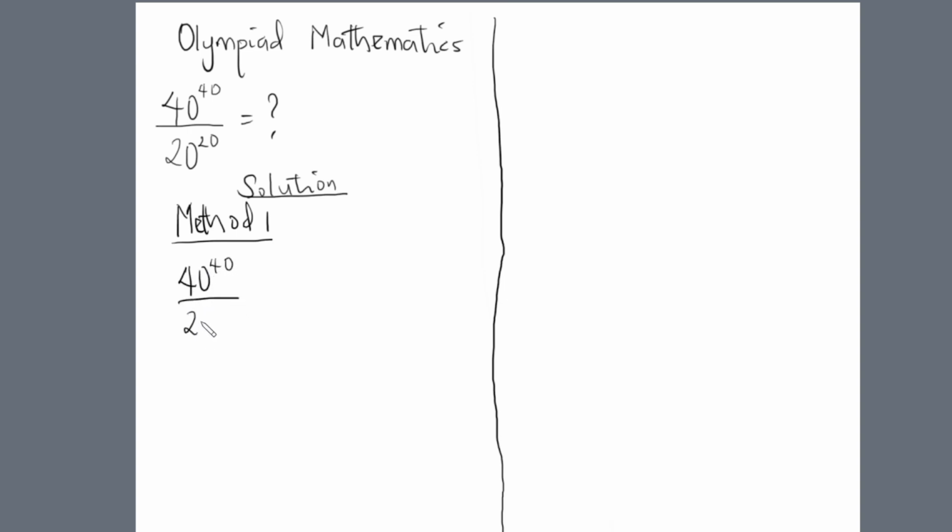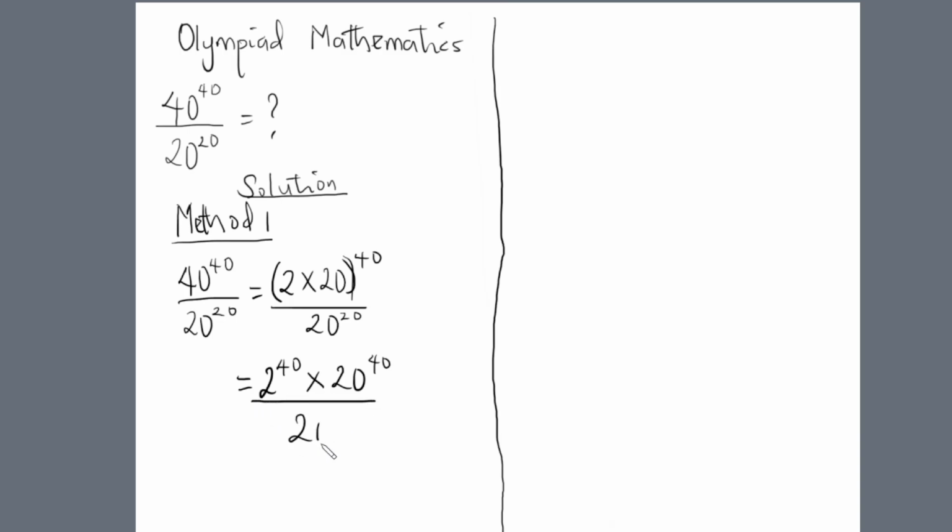Now, 40 to the power of 40 divided by 20 to the power of 20. I can divide 40 into two numbers. 40 is the same thing as 2 times 20, also raised to the power of 40, divided by 20 to the power of 20. Now, by the laws of indices, I can separate this 2 times 20 with each of them having the power 40. This can be written as 2 to the power of 40, and then times 20 to the power of 40. I've separated it now, and we still have our divisor 20 to the power of 20.